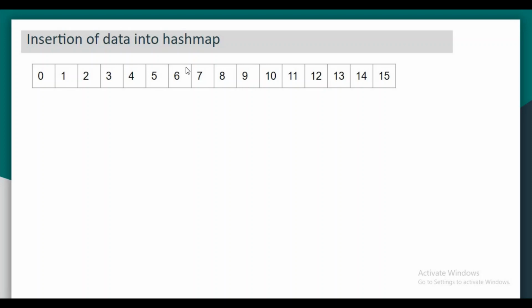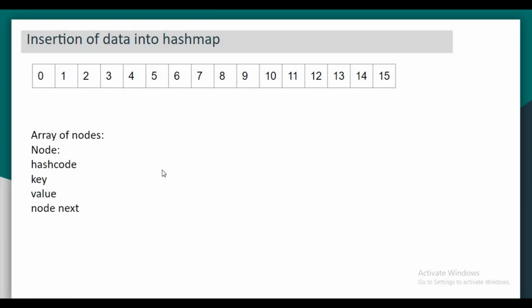As I said in the introduction, the default capacity of the HashMap is 16, and the index starts from 0. You can observe here there are some boxes, which we can call buckets or nodes, and it is known as an array of nodes. Each node contains hashcode, key, value, and next node.